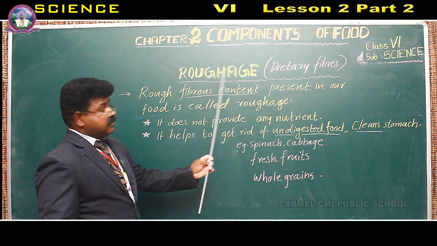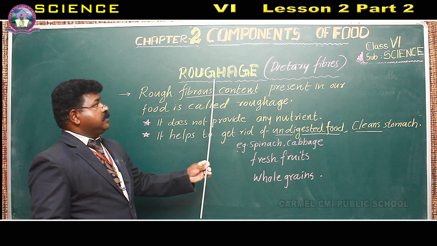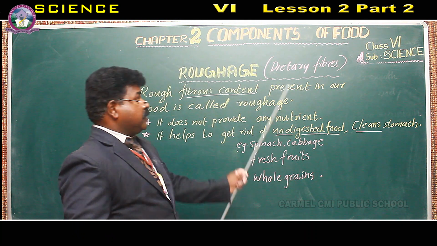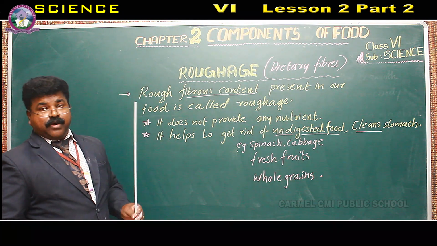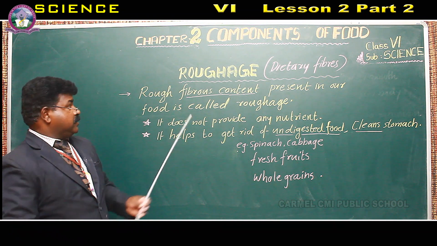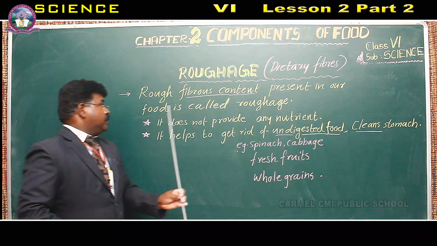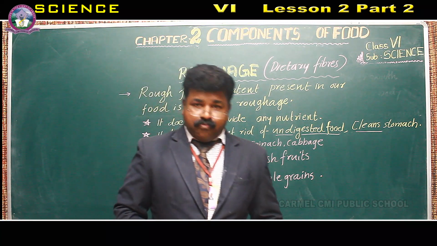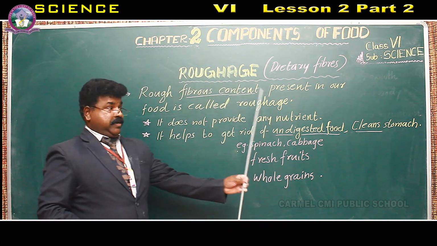What is it known as? Roughage. What is the spelling of roughage? R-O-U-G-H-A-G-E, roughage. The roughage is also known as dietary fibers. And what is the definition for roughage? How can we define roughage? A rough fibrous content present in our food is called roughage.